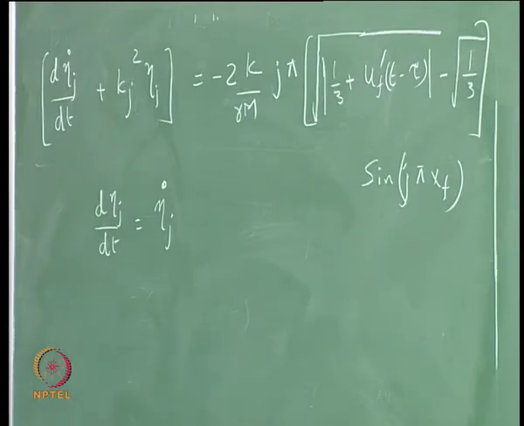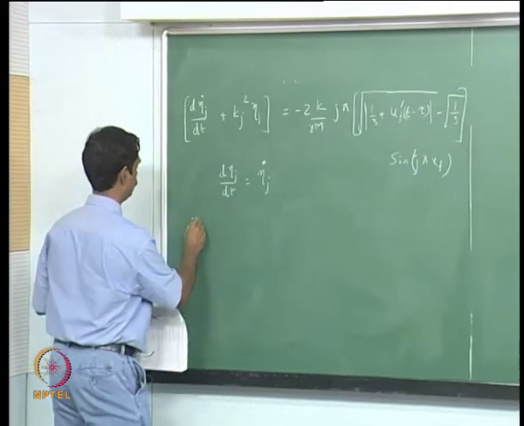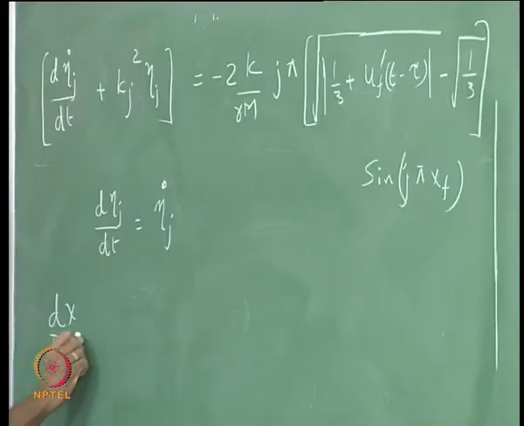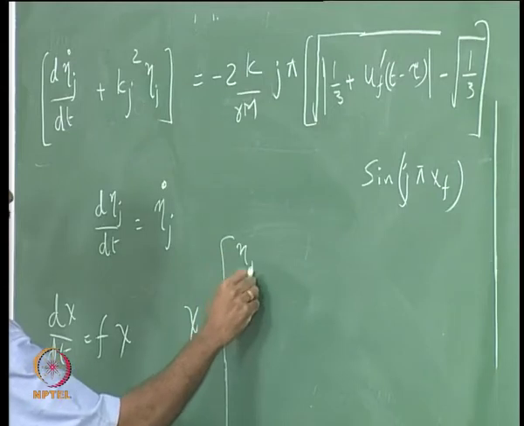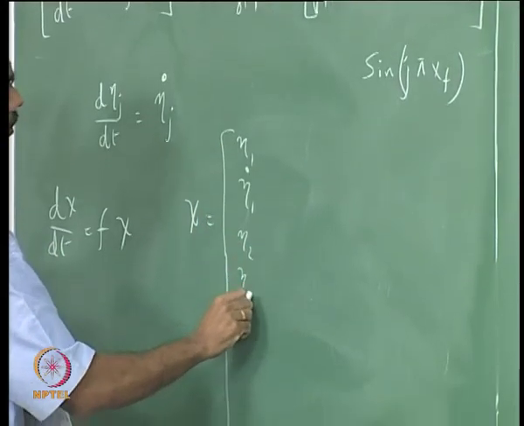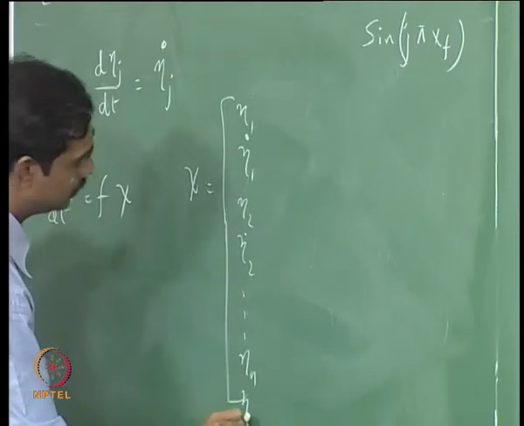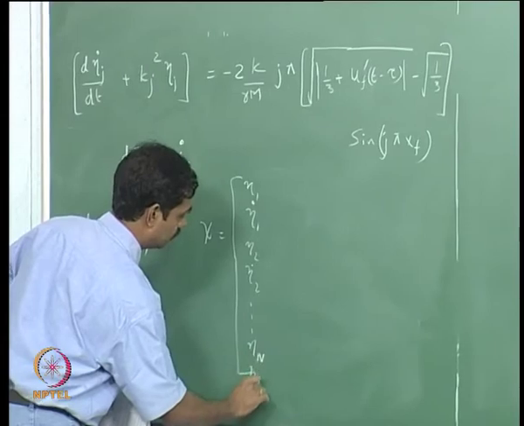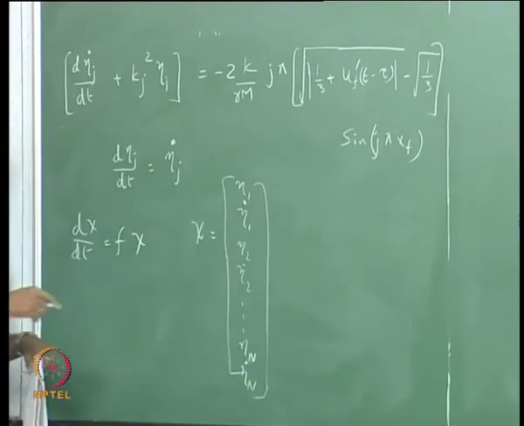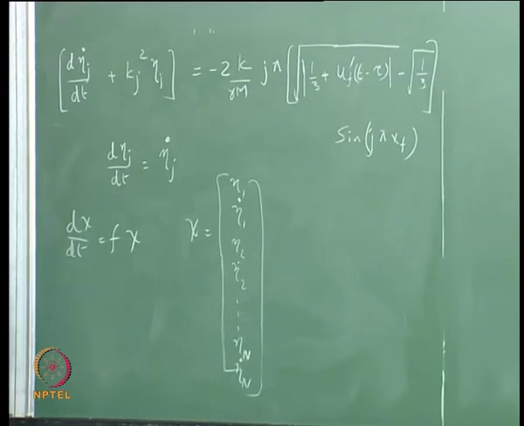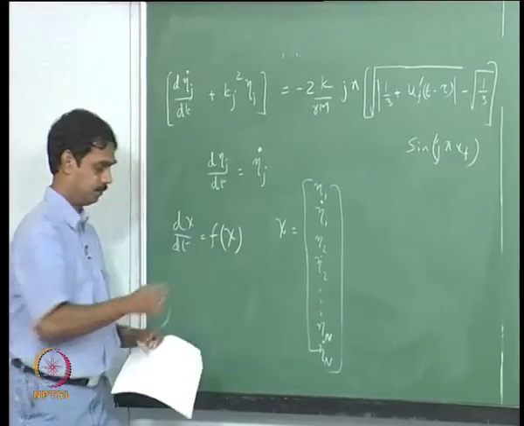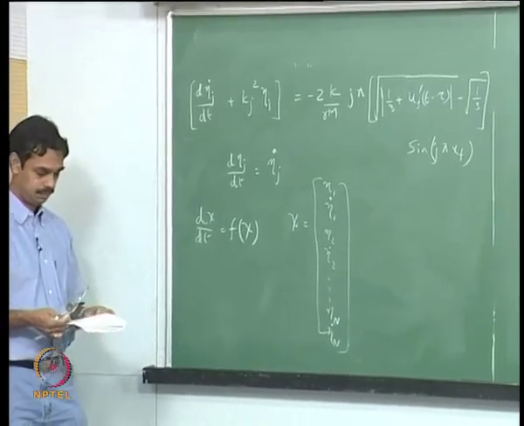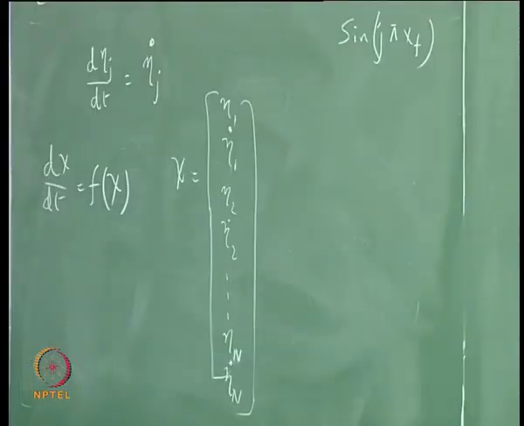So what is this? This is actually a set of ordinary differential equations now, and we can actually write them in the form chi equal to eta 1, eta 1 dot, eta 2, eta 2 dot up to eta n, eta n dot. And how many terms you have to take depend on your convergence and so on, okay. So this is the language of dynamical systems, and it is f chi if it is linearized.